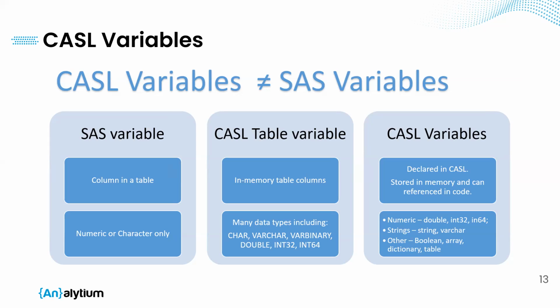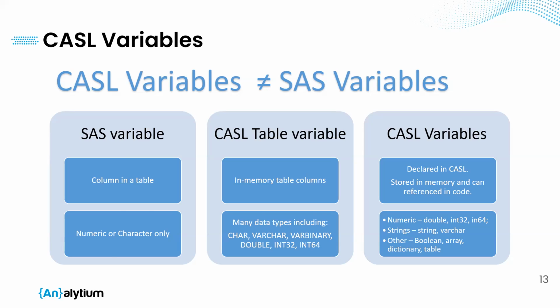But also we have CASL variables, which we declare in CASL. These are stored in memory and can be referenced in code. They have a similar set of data types, in that you can have numerics and strings and the various types of numerics and strings, but you've also got other ones, including Boolean. You've also got arrays, dictionaries, and tables, and essentially objects. You can declare objects as variables within your CASL code. And we'll come back and have a look at some of the ways we can use some of those different variable types later on.